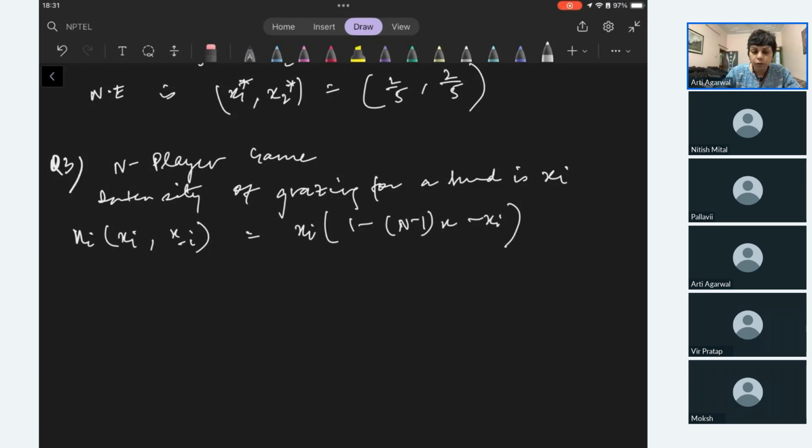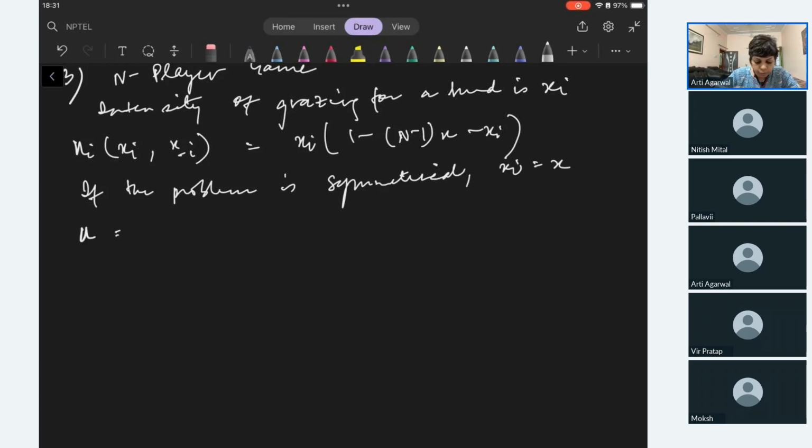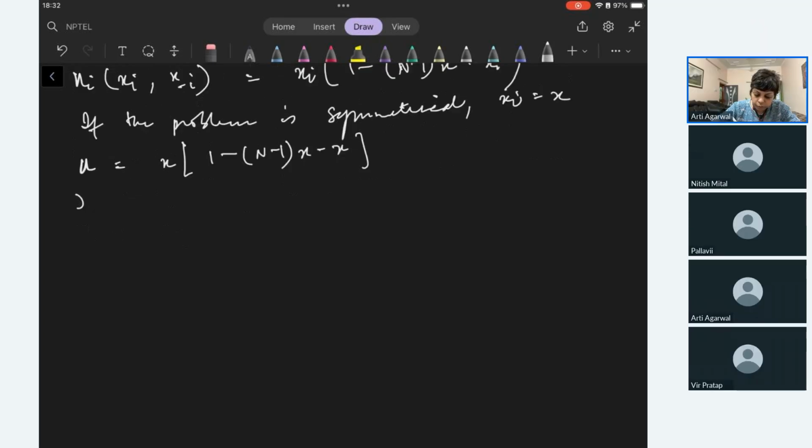Now say suppose we want to solve a symmetrical problem. If the problem is symmetrical, which we are assuming it is, we'll take xi equal to x, right? So now what do we get? Let's say just u instead of ui or u1 is equal to x into 1 minus n minus 1 x minus x. Now we maximize it with respect to x, del u by del x.